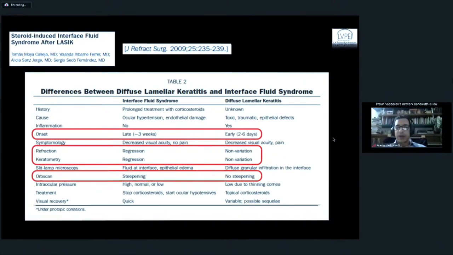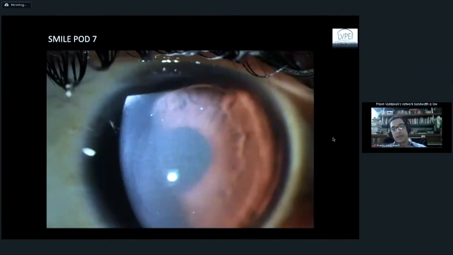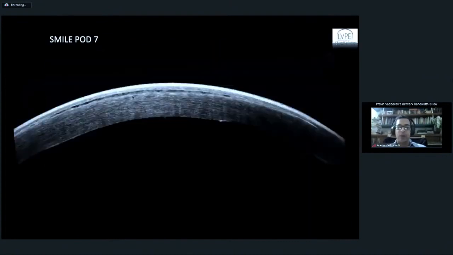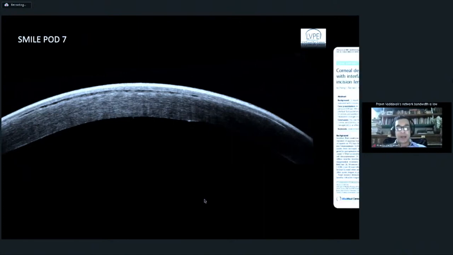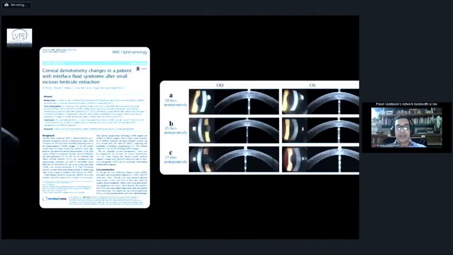This can also occur after other surgeries that have an interface, like SMILE. This is a patient who had SMILE, post-op day 7. And if you look at the OCT, you'll see clear separation and fluid pockets at the interface after SMILE surgery as well. This has been reported in the literature in several cases too.